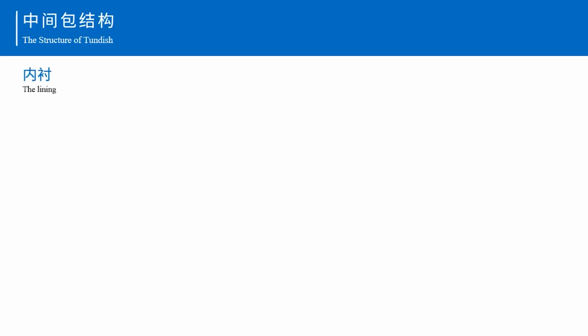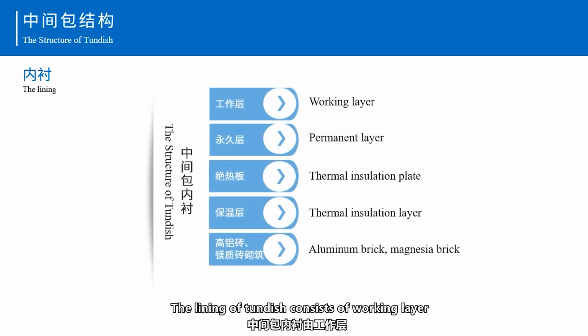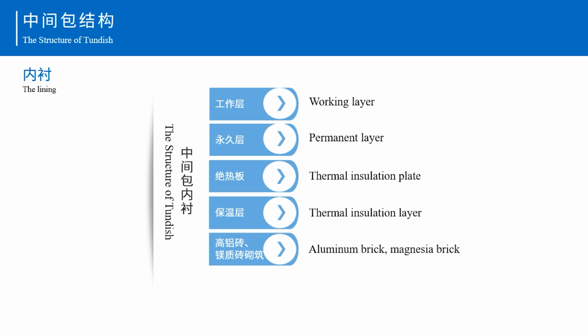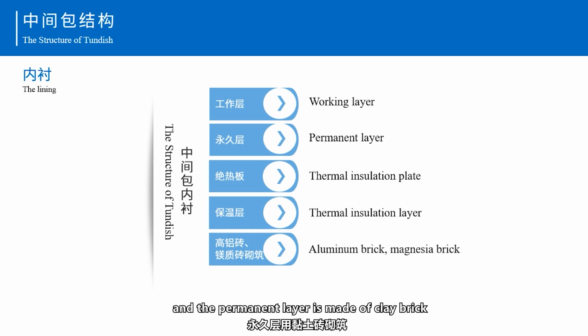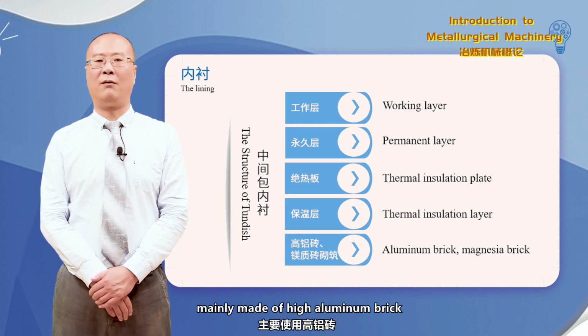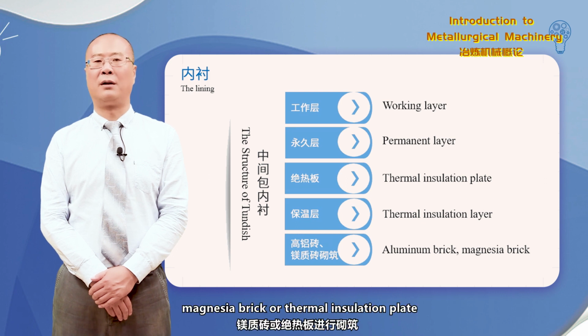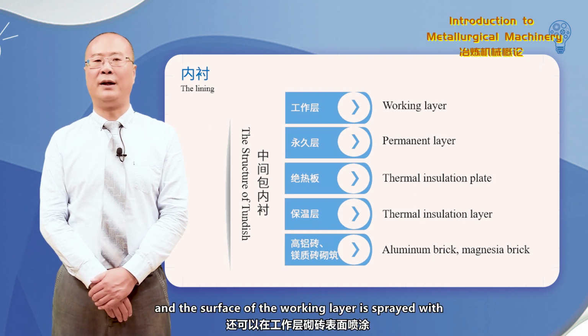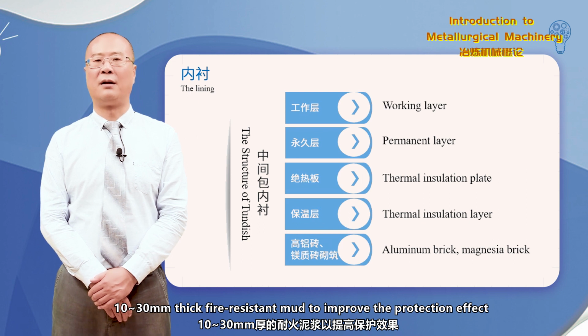Next is the lining. The lining of the TUNDISH consists of a working layer, a permanent layer, and a thermal insulation layer. The thermal insulation layer is made of asbestos board and thermal insulation brick, and the permanent layer is made of clay brick and cast as a whole. The working layer is in direct contact with the liquid steel, mainly made of high alumina brick, magnesia brick, or thermal insulation plate. The surface of the working layer is sprayed with 10 to 30 mm thick fire resistance mud to improve the protection effect.